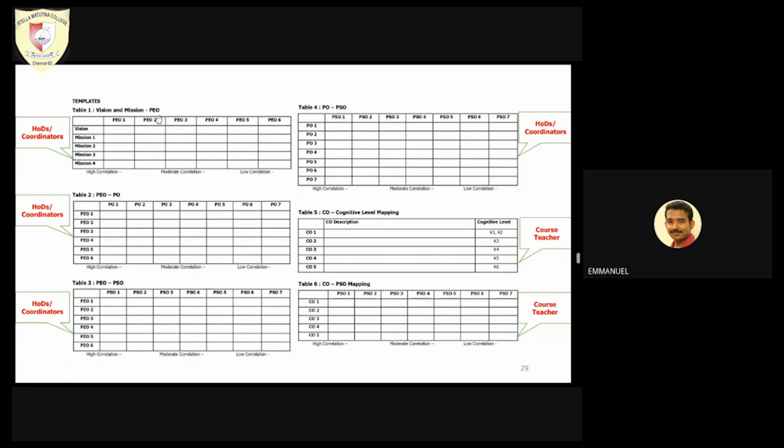What are the statements? Basically, vision and mission statements under the college level, program educational objectives under the school level, program outcomes under the school level as the third thing, and fourth, program specific outcomes under the department level. Fifth, all these things are fixed for all the courses offered by a particular department. The fifth thing, course outcomes, is respective to the particular course which has been offered.